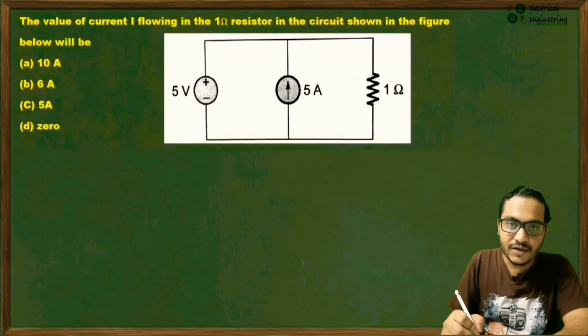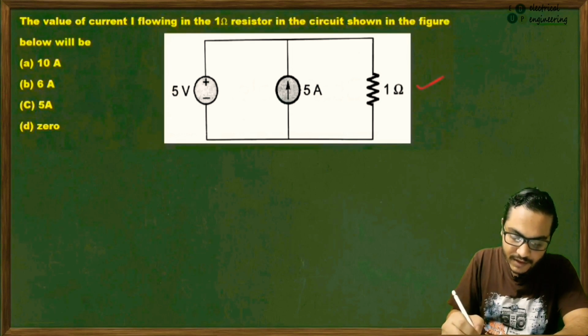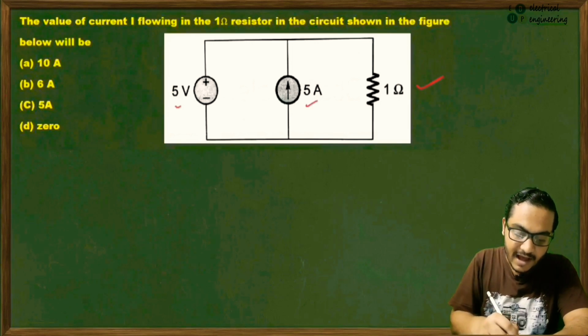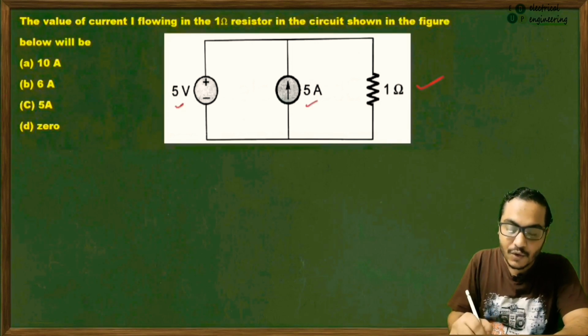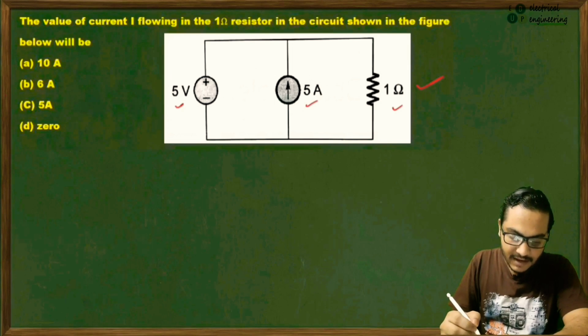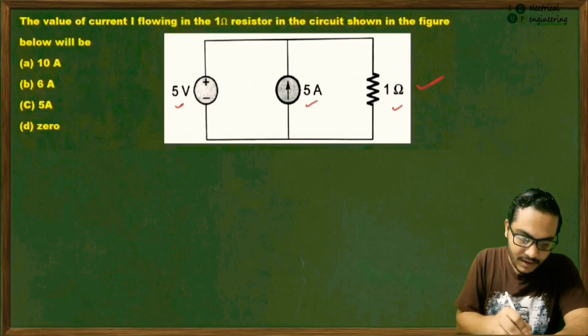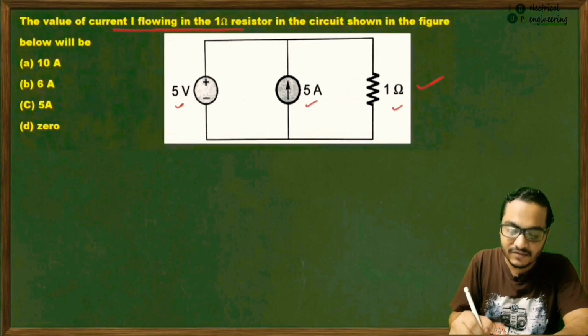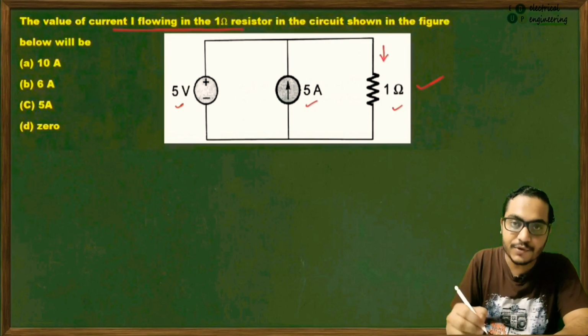Here in this question we have been given a network, where there are two sources, a 5 volt voltage source and a 5 ampere current source, connected in parallel across a 1 ohm resistance. Now we have to tell the amount of current flowing through this 1 ohm resistance. Okay, this current we have to tell.